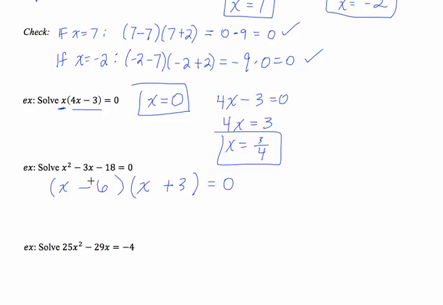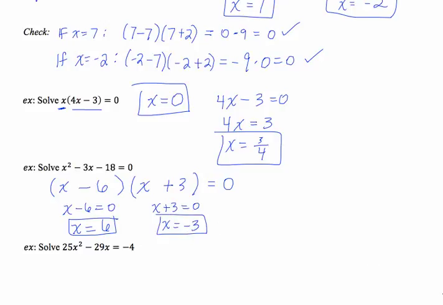But now it's factored, so we can set each factor equal to 0 and then solve each of those for x. So the first factor gives me an answer of 6, and the second factor gives me an answer of negative 3.